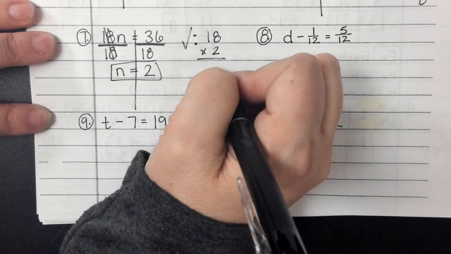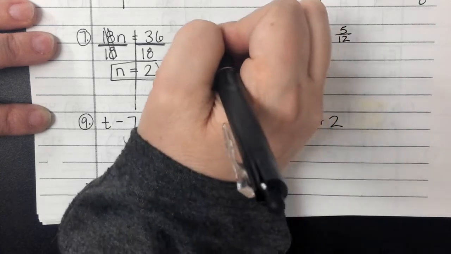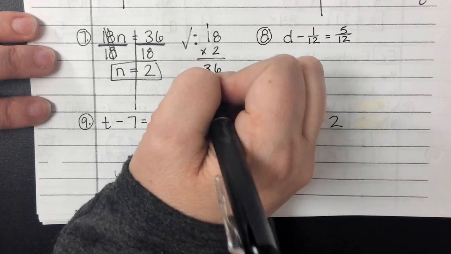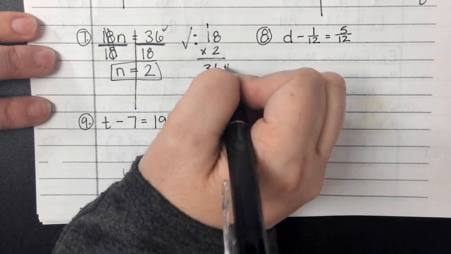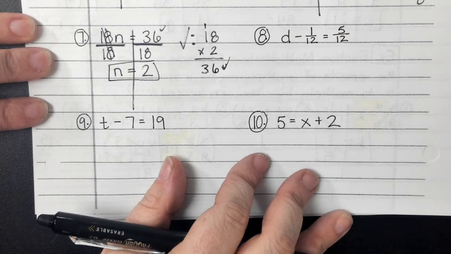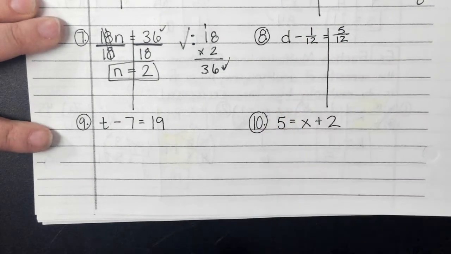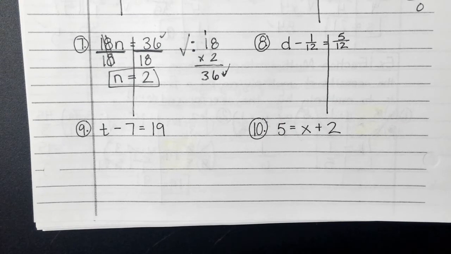2 times 8 is? 16, carry the 1. 2 times 1? 2 plus the 1. So I got 36, which was the same thing. Number 8, let's draw our line. What operation is happening here? Subtraction. So what's the opposite now?